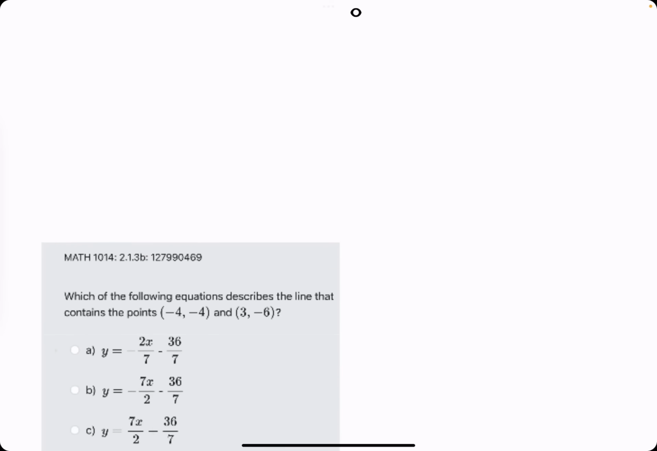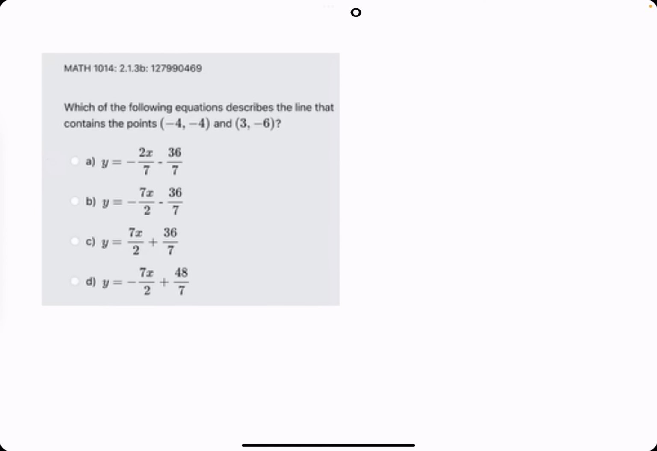All right, I'm doing too much talking in circles. Let's do one more example. Looks a little crazy in the answer choices, but let's go ahead and start by finding the slope once again. So y2 minus y1 divided by x2 minus x1.